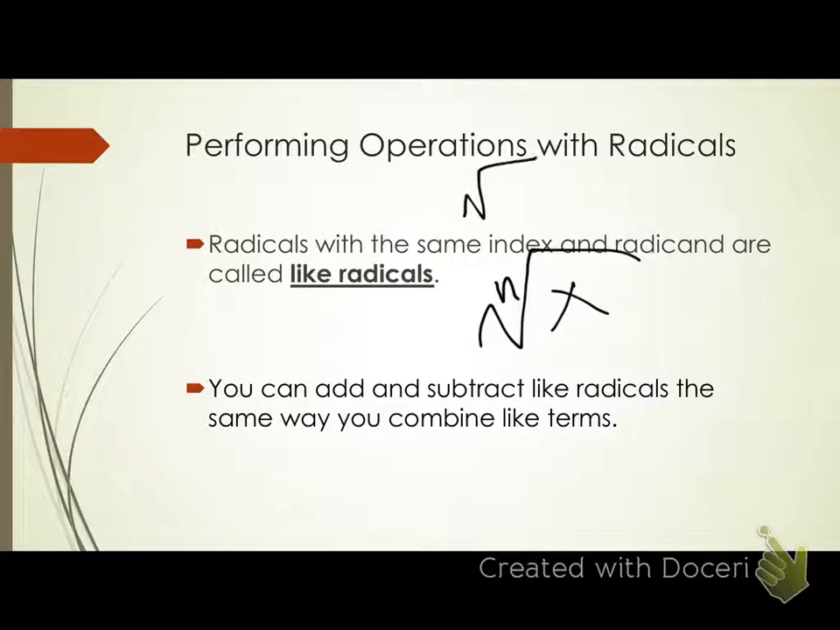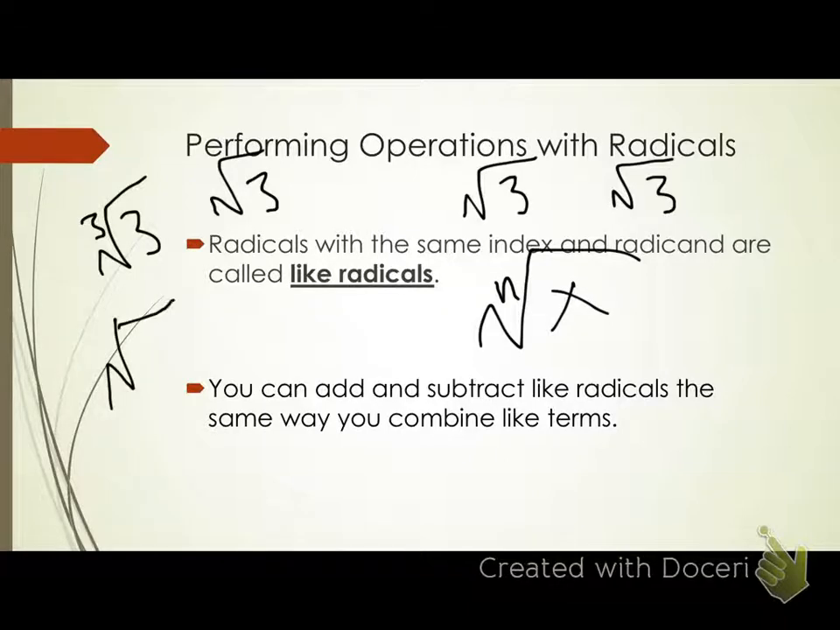So if I have the square root of 3 and the square root of 3, those are like radicals because they have the same index and the same radicand. If I have the cube root of 3 and the square root of 3, those are not like radicals because one has an index of 3, the other has an index of 2. If I have the square root of 5 and the square root of 6, those are not like radicals. While they do have the same index, they do not have the same radicand. So they are not like radicals.